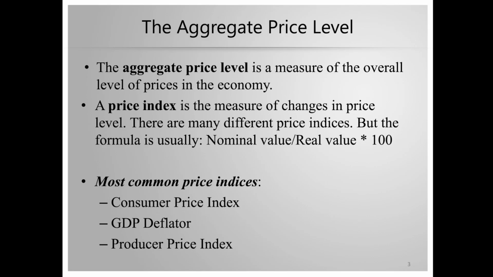The aggregate price level is a measure of the overall level of prices in the economy. And to measure this price level, we use a price index. So it's the measure of changes in price level. There are many different price indices, but the formula is usually nominal value over real value times 100. The most common price indices are the Consumer Price Index, the GDP deflator, and the Producer Price Index.